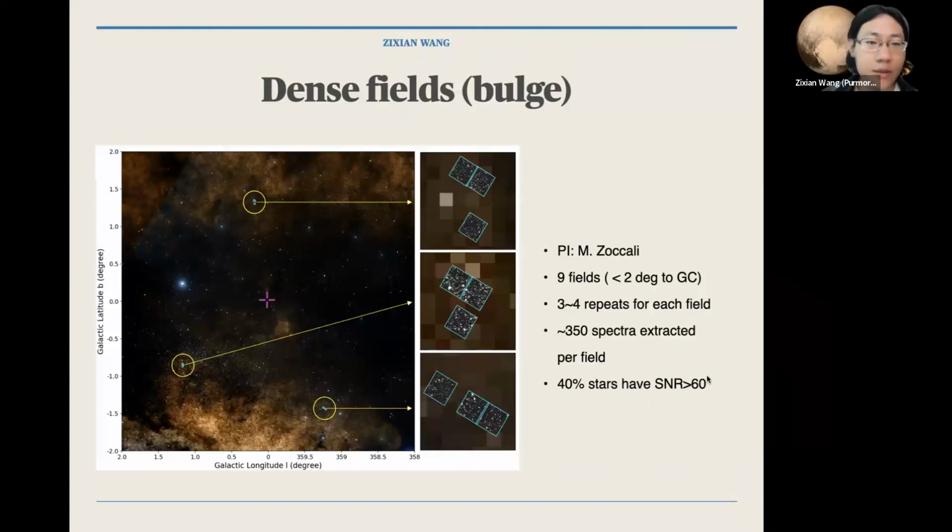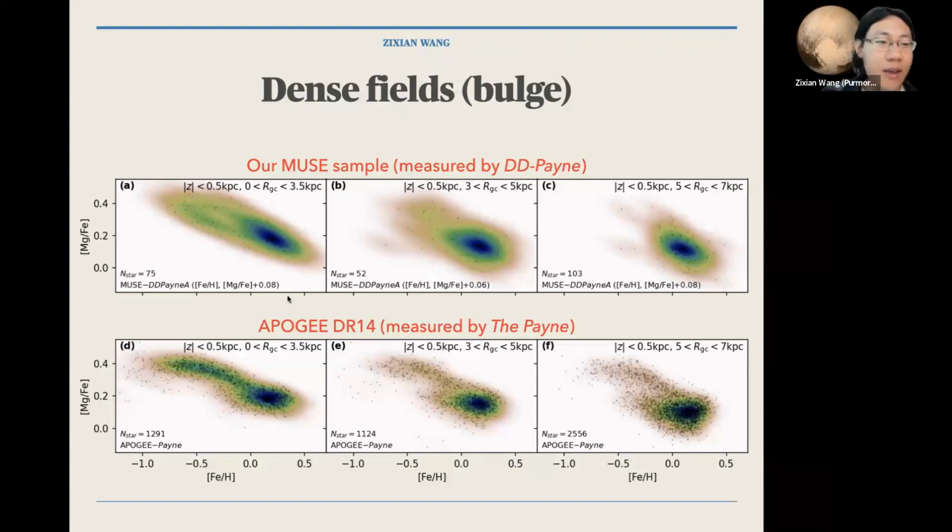So I have the observations toward the galactic center, and one figure I really want to show is alpha versus metallicity. The top row is the result from my method on the MUSE observation. The bottom row is the APOGEE DR14 result, and I just want to mention that DR14 is measured by the Payne, not the normal ASPCAP pipeline.